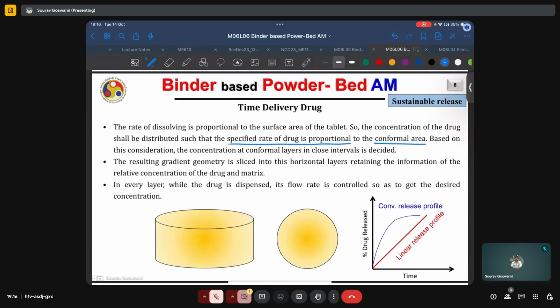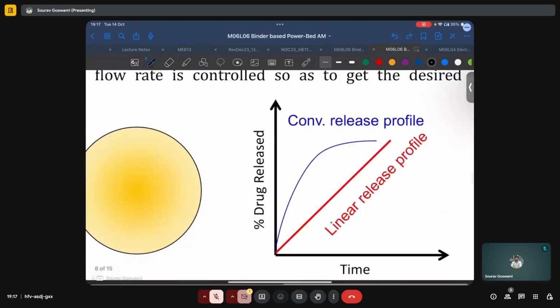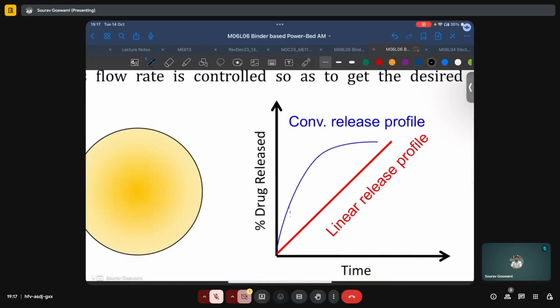surface area. Originally, when the tablet is whole, its surface area is at its highest and the rate of dissolution is large. Later, as the tablet shrinks as it dissolves more and more, the available surface area also decreases, and so the rate of dissolution also decreases. Therefore, if we just uniformly distribute the concentration of drugs, while the surface area of the drug is still substantial, we will end up releasing a significant amount of drug into the patient's body.